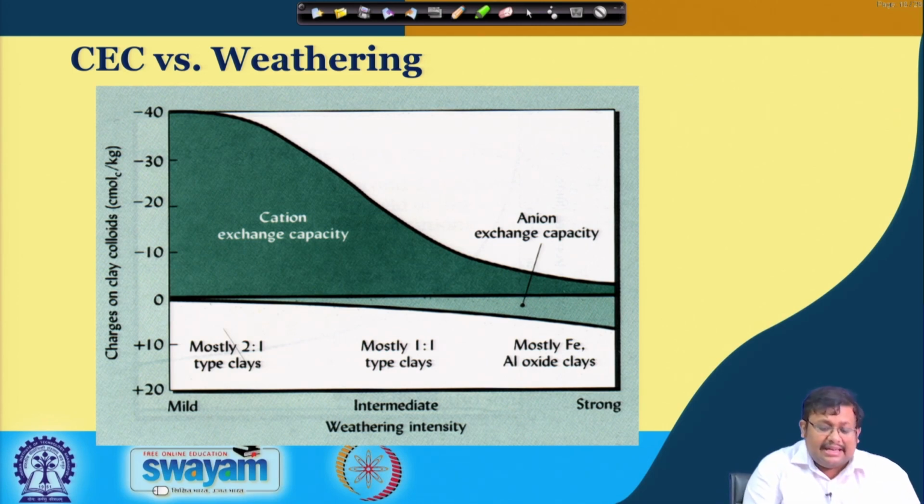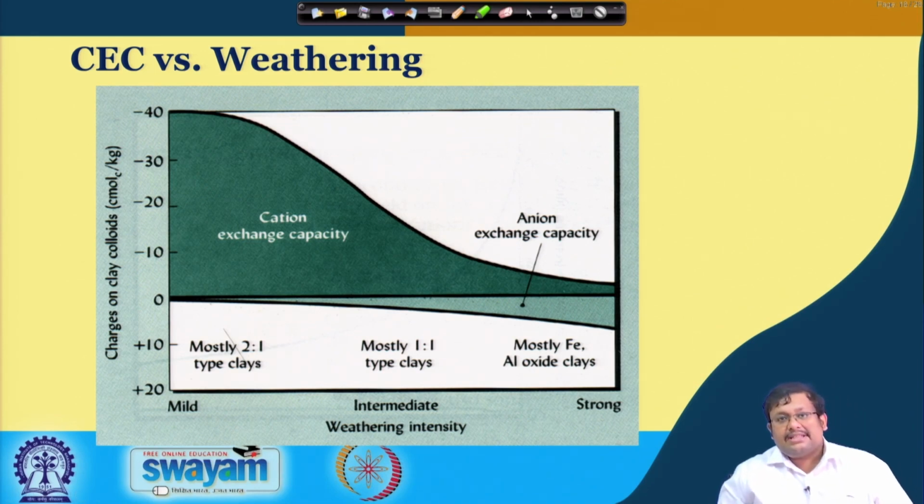One thing is very clear: as we go from mild weathering conditions to intermediate or strong weathering conditions, cation exchange capacity goes down. The cation exchange capacity is highest in 2:1 type clay, intermediate in 1:1 type clay, and aluminum hydroxide and iron oxide have the lowest. Similarly, there is an inverse relationship between cation exchange capacity and anion exchange capacity. As the cation exchange capacity decreases, anion exchange capacity increases, because those minerals which have low cation exchange capacity have more pH dependent charge.